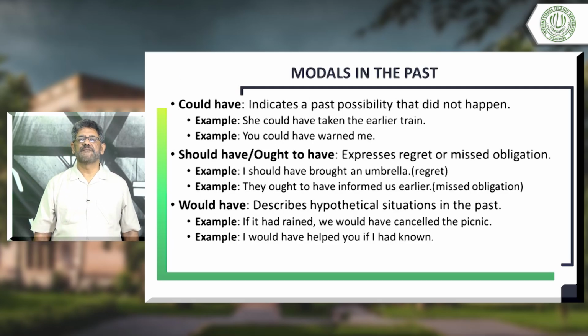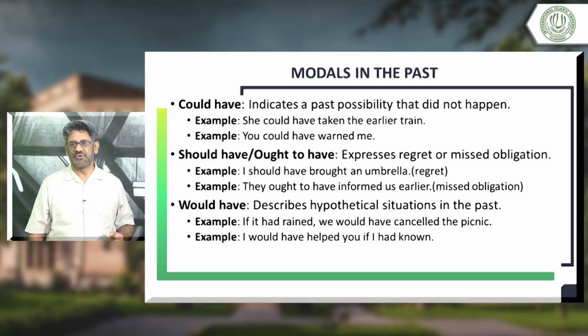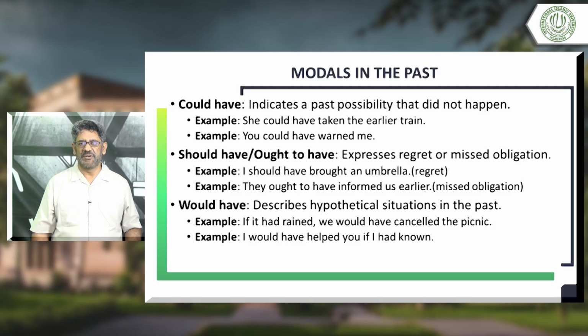Modals in the past. Could have. Okay, indicates a past possibility that did not happen. She could have taken the earlier train. What does this show? She was unable to take the train. She missed the train. Indicates a past possibility that did not happen.